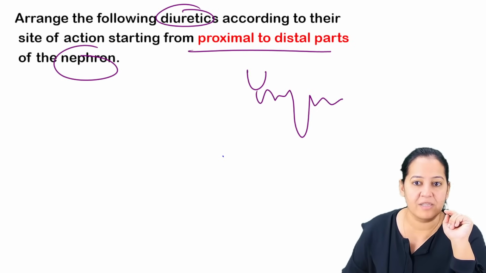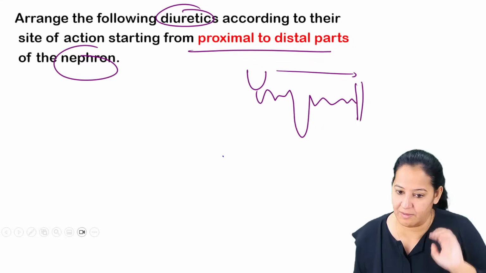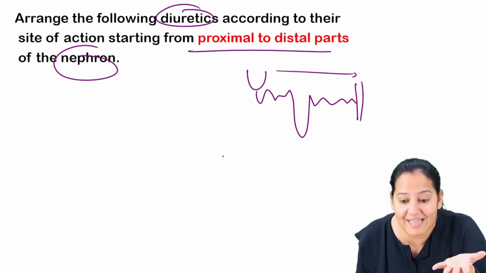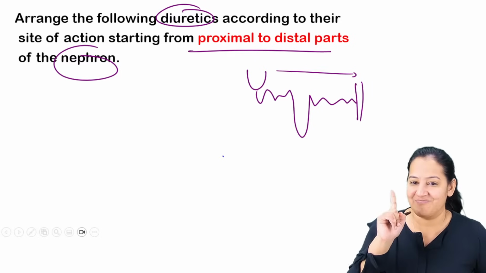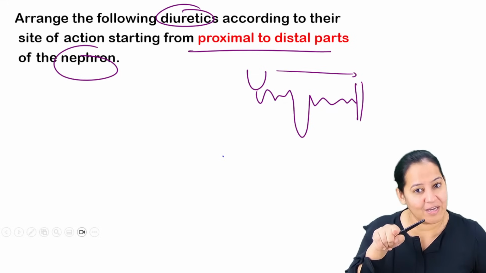You know the parts of a nephron. So arrange them in a sequence from proximal to distal. The 4 drugs will be in front of you. So your options will be ABCD, CDBA, DBAC, CDAB. Like that, you have to do the arrangement. I want to see the first person who is correct. So your options are in front of you and your time starts now.